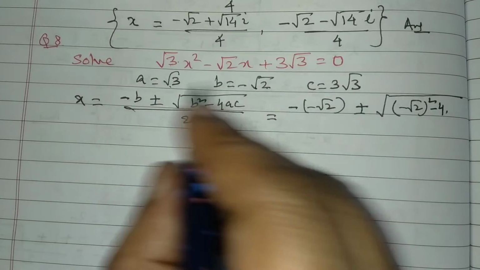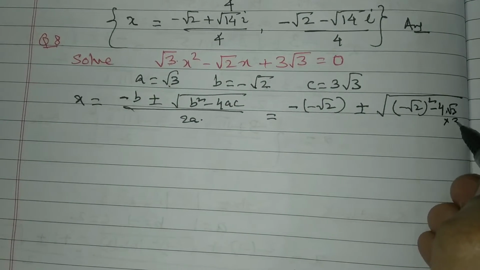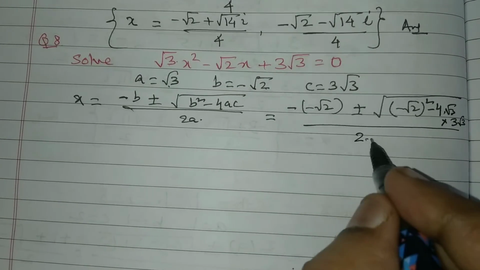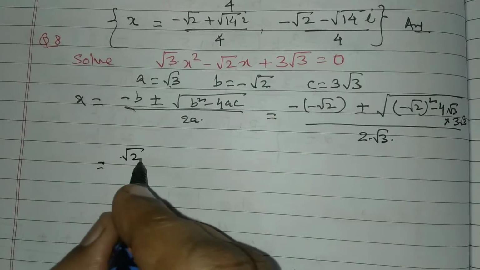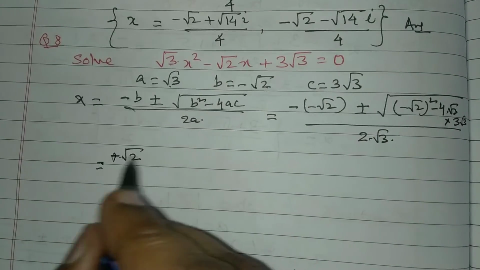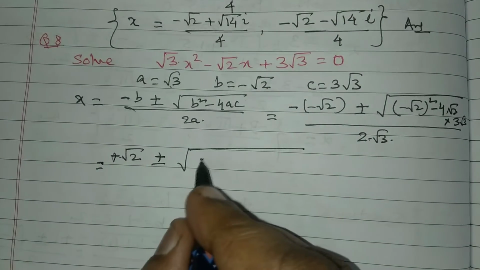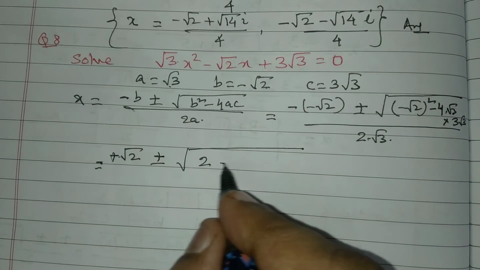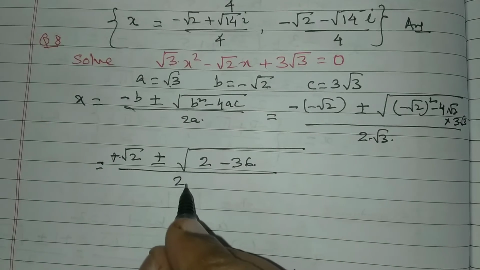A is root 3 into c is 3 root 3, divided by 2a means root 3. So here will be plus root 2, and then plus minus root under 2 square, and here is 12 into 3. So minus 36 divided by 2 root 3.